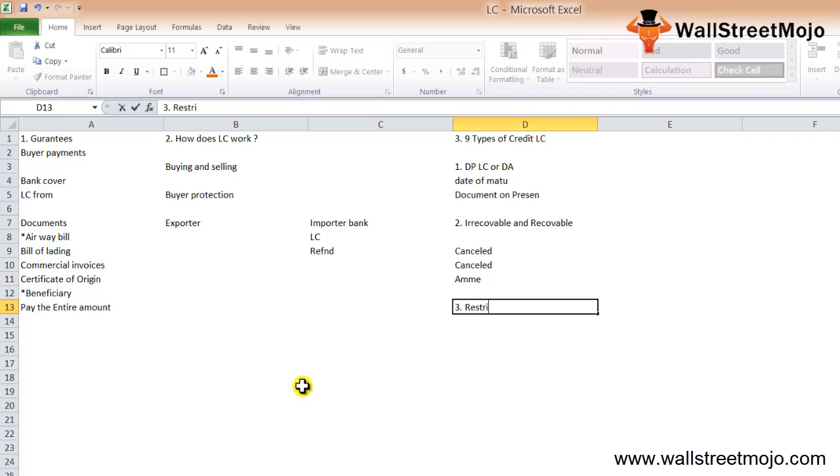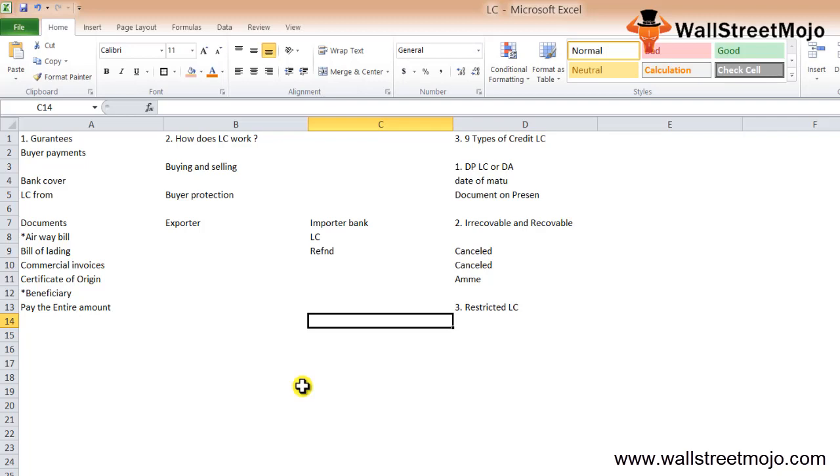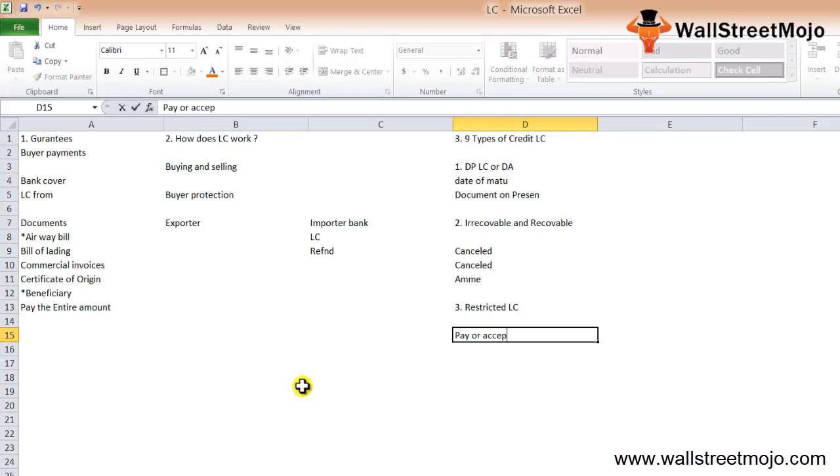The third is restricted LC. A restricted LC is one wherein a specific bank is designated to pay, accept or negotiate the LC. So the authorization of the issuing bank is restricted to a specific bank as nominated. Fourth, letter of credit with or without recourse.